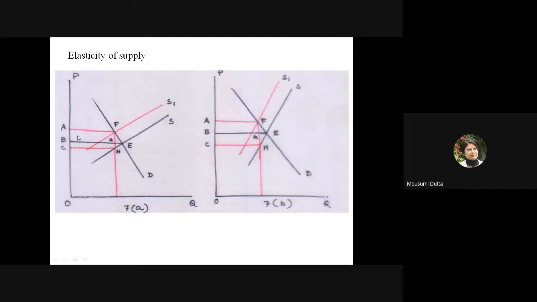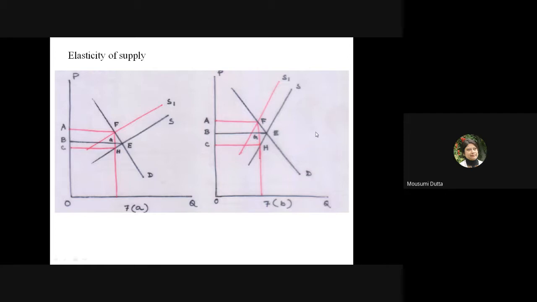Okay, now if I look at the first diagram, the area AFGB is relatively greater than the area BGHC, which indicates the burden of tax on consumers is a bit higher compared to the burden of tax on the producers.